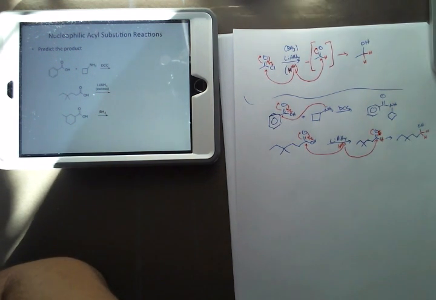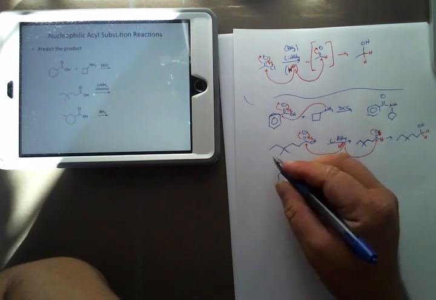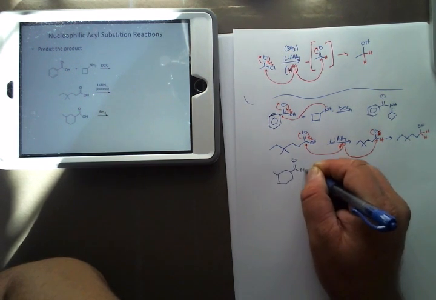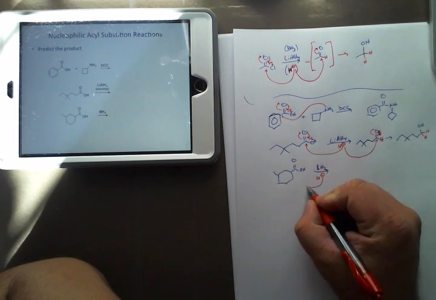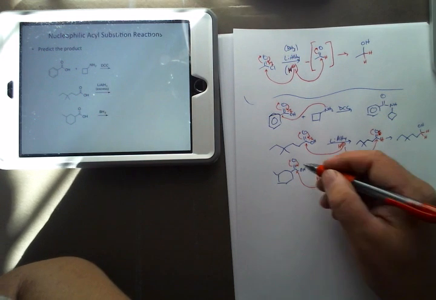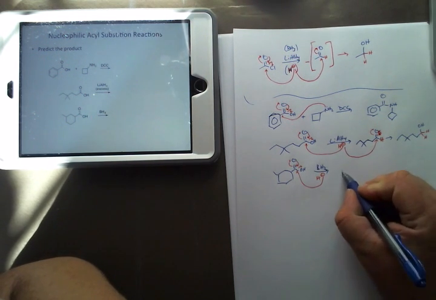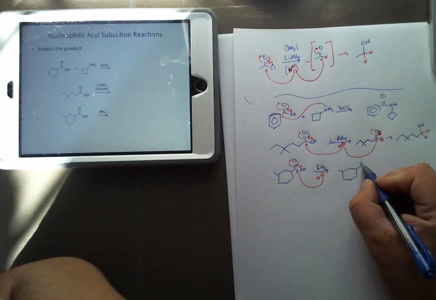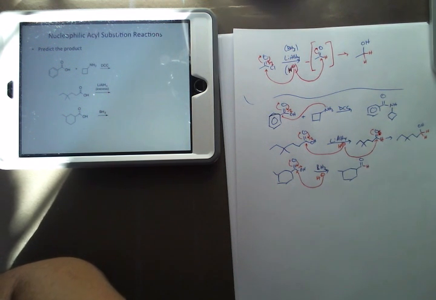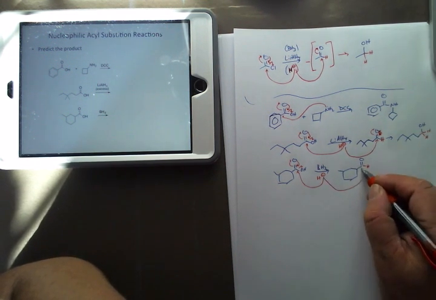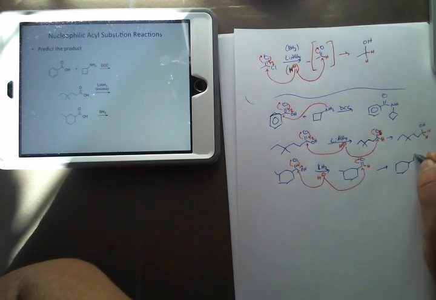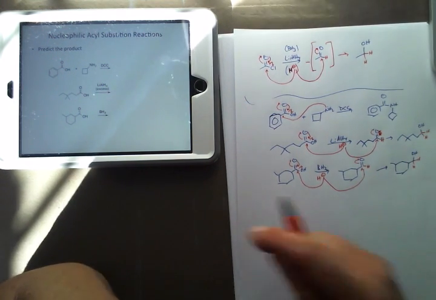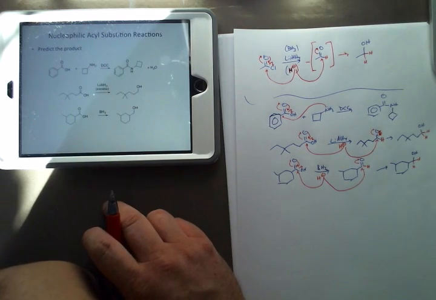Same thing happens with the borane. Right, so this is a source of H minus. So you're going to get attacked there, up, down, kick away. But again, you're going to have another one of these come in and attack, and so you end up with an alcohol plus two hydrogens. Same thing happens, so there we go, no problem.